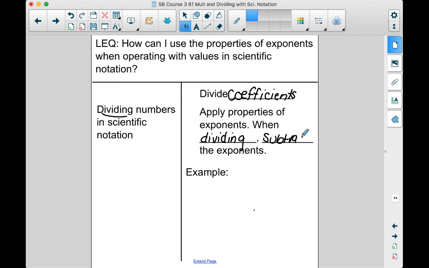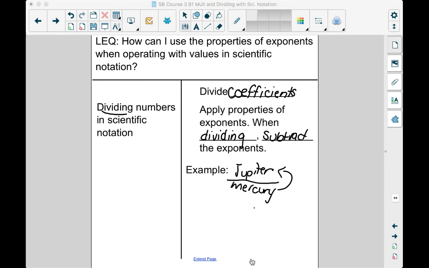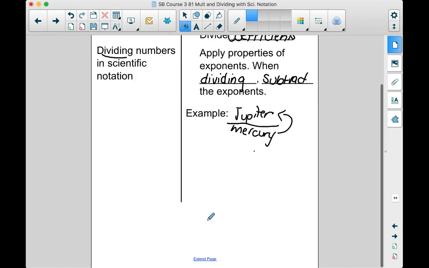So let's take a look at the Jupiter and Mercury example that we just talked about in the book. We want to divide Jupiter by the size of Mercury. We want to know how many Mercuries would fit into the planet Jupiter. We know it's division because we're dividing Jupiter by the size of Mercury. So we're going to take our scientific notation number for Jupiter.